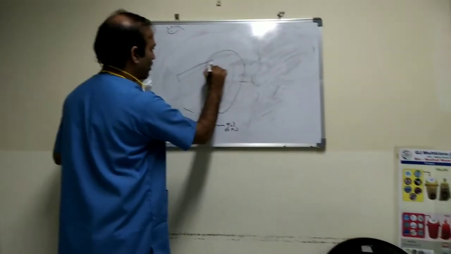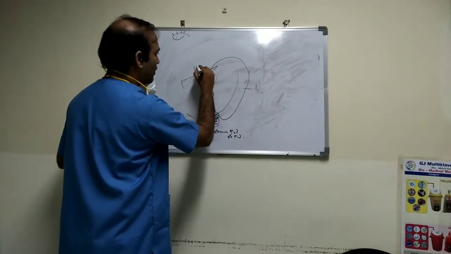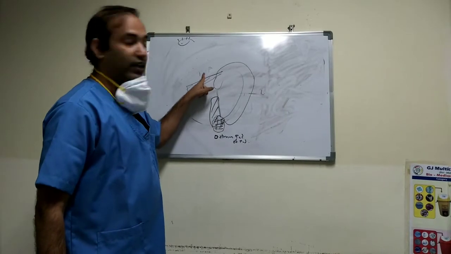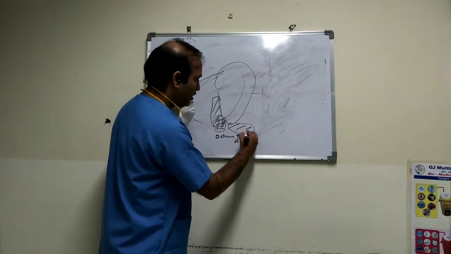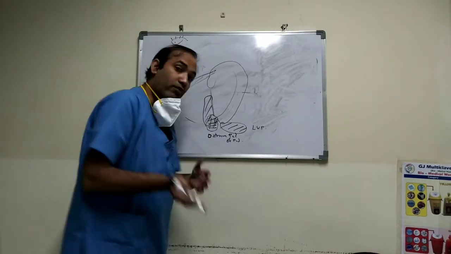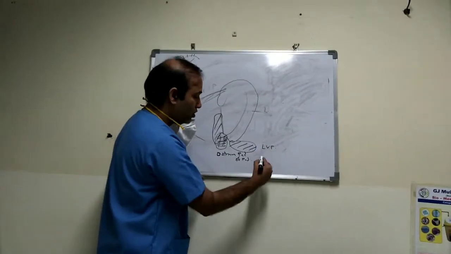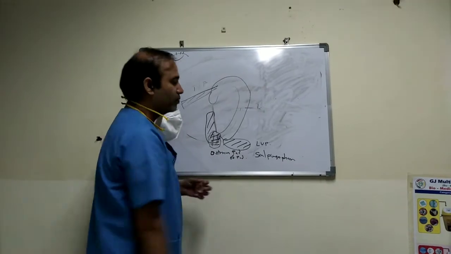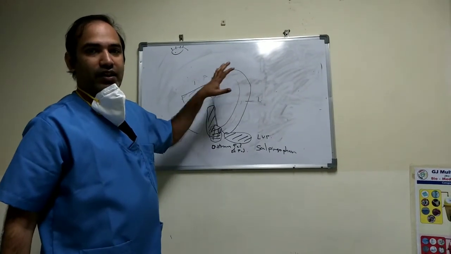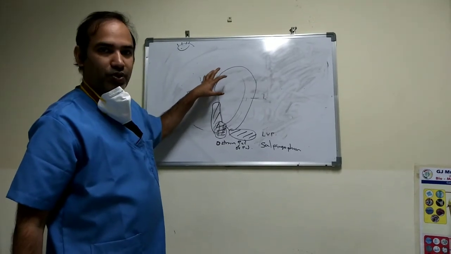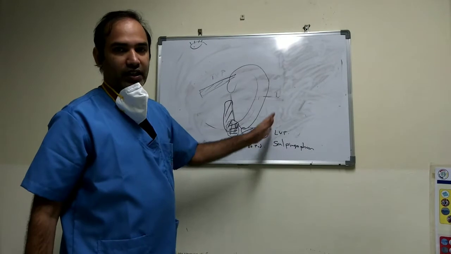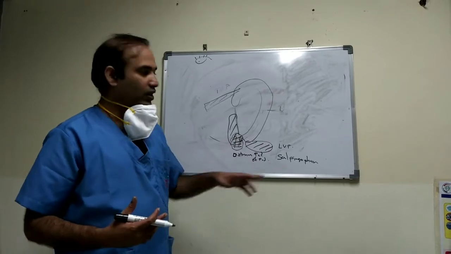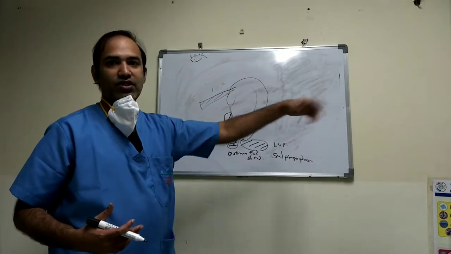Here one muscle is there, that is tensor palati. There are three muscles related to this Eustachian tube: tensor palati, and here one muscle is there, levator palati. One more muscle is related to the Eustachian tube, that is salpingopharyngeus. Tensor palati, so it is from tube to palate. Levator palati attaches the pharynx to the tube. And salpingopharyngeus: salpingo means tube, and pharyngeus means it attaches to the pharyngeal muscles.